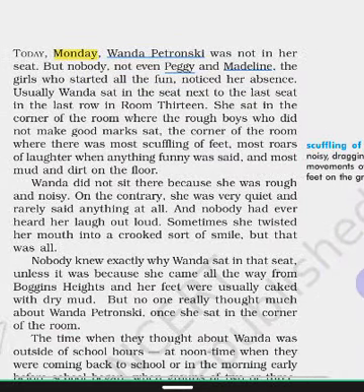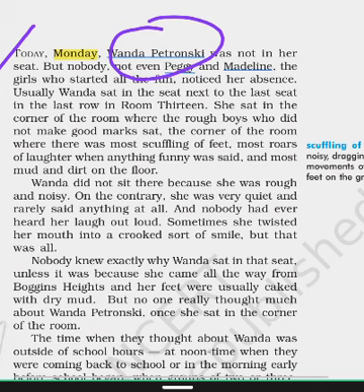There is a story starting now. At first, this story starts from Monday. Today, Monday, Wanda Petronsky was not in her seat, but nobody, not even Peggy and Madeline, noticed. At first we have discussed that Wanda Petronsky is a girl. She is a Polish girl. She migrated from Poland and she is currently living in America.